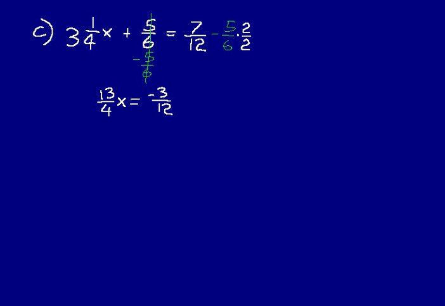Now, next step is the multiplication rule. We can take the reciprocal of that fraction and multiply both sides by the reciprocal, which is 4 over 13. So everything cancels on the left side there. On the right side, let's try to reduce that first. 4 over 12 would reduce to 1 over 3. And then we have 3 over 3, which would reduce to 1 over 1. And so x ends up equaling negative 1 over 13. Negative 1/13.